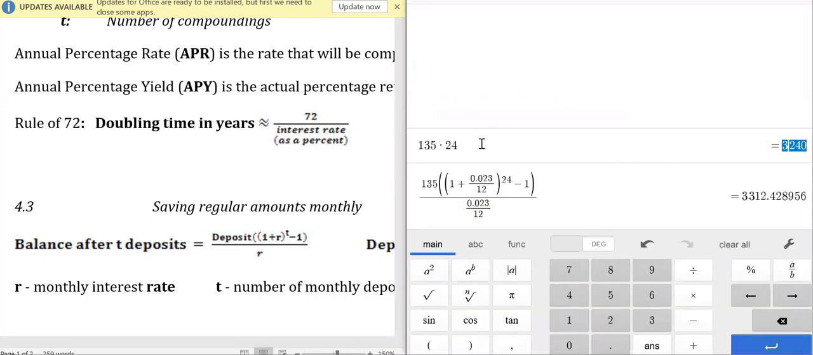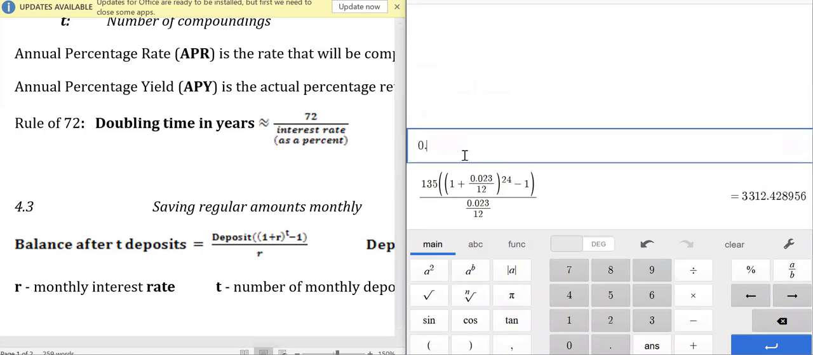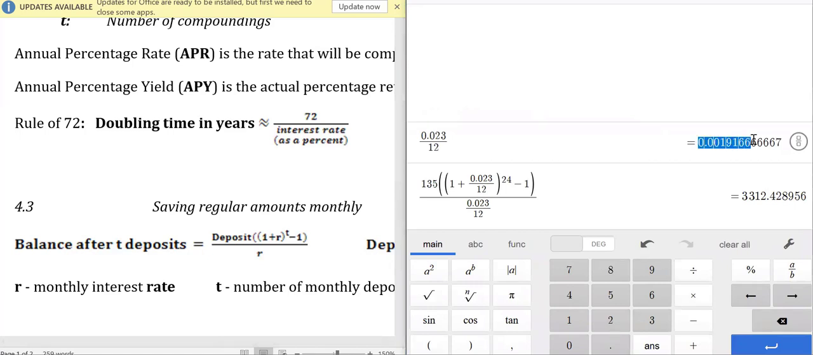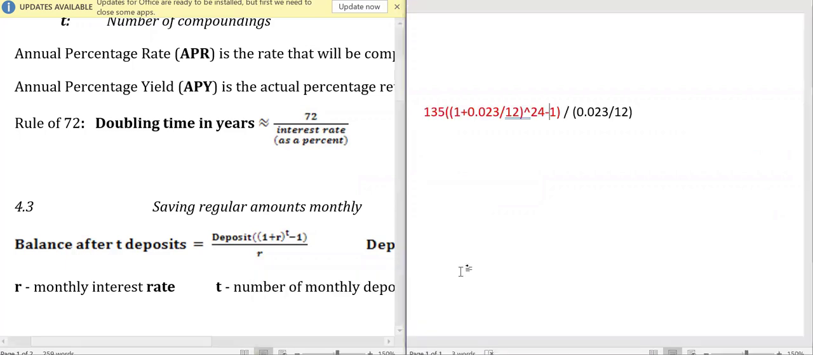Like this thing, 0.023 over 12. You could use that for the interest rate if you really want to, with a bunch of decimal places. That would also work. And then that would just be divided by that, right? So this thing divided by that. That's another way to do it.